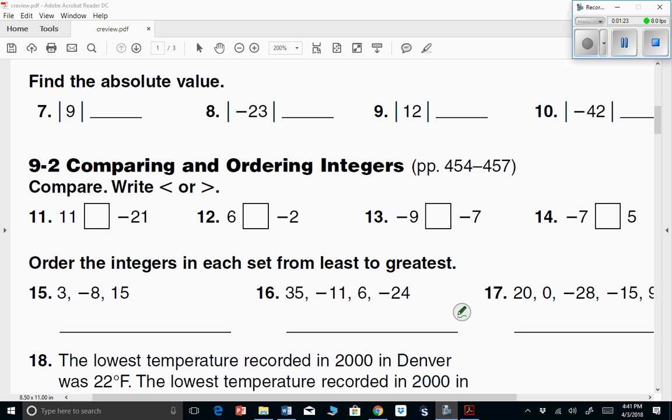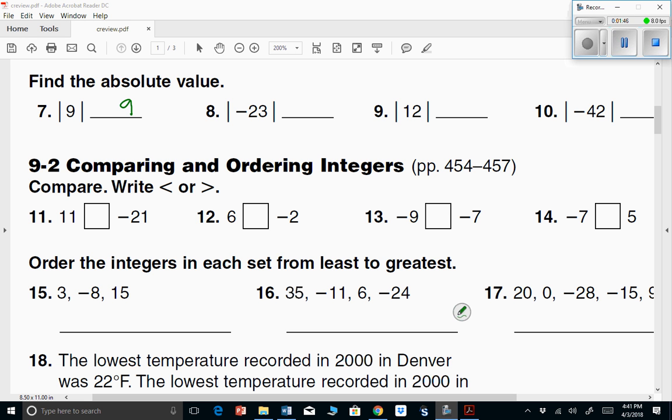For 7 through 10, you're supposed to find the absolute value of each number. Those lines around the number say absolute value. Absolute value is defined as the distance from 0. So if you look at a number line, 9 is 9 spaces away from 0. The absolute value of 9 is 9.